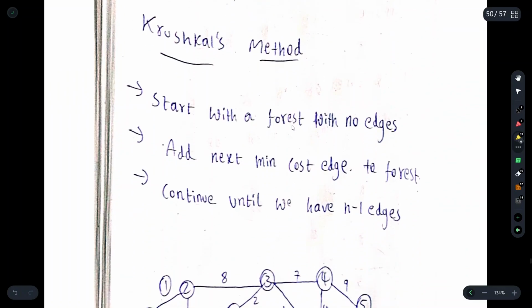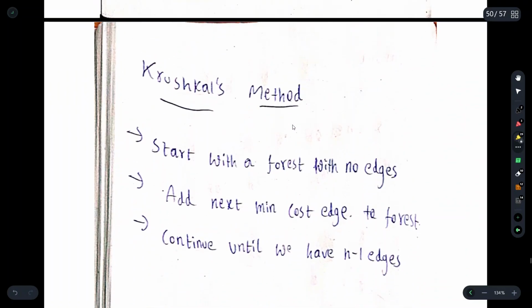And now we will discuss Kruskal's method. Basically, in Kruskal's method we find the minimum cost edges first, then we arrange them in ascending order and we join them accordingly. I will show you that in the PPT.